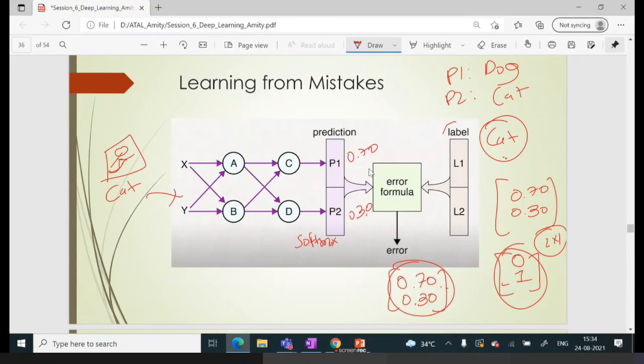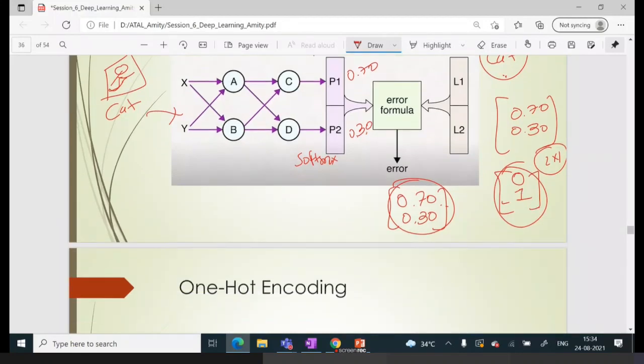There are many error formulas. I can consider one particular kind of error, and then I will be able to get the error for this particular prediction, right? So the idea is how to convert this label into this vector. The concept is one hot encoding.